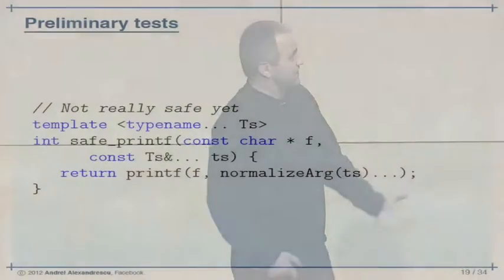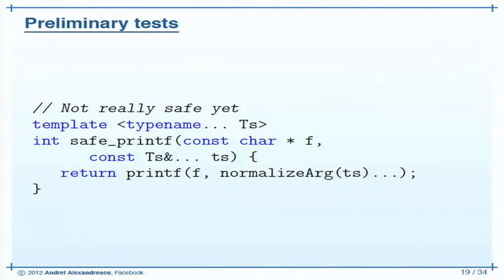I feel audacious enough to actually run a little test, and it works. So I say, well, safe printf, but it's not yet safe. It doesn't do any checks, but it does work because I pass everything through normalized argument, and everything works. Very nice. I actually ran the code, which is very unusual for me. It does work. All right.